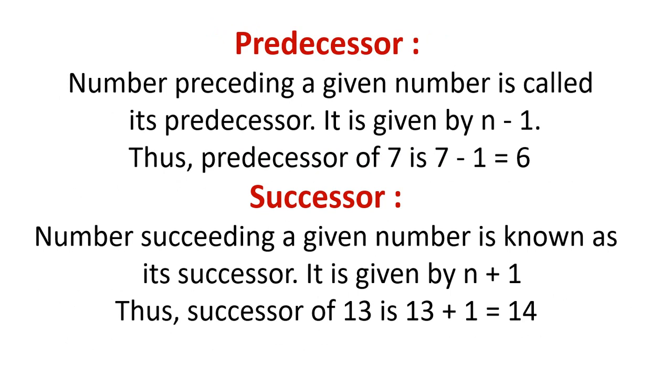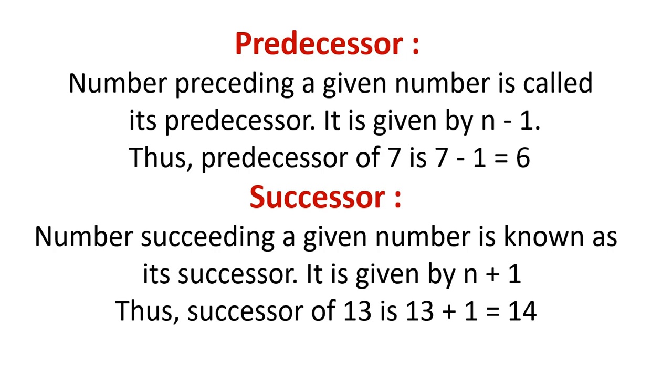Predecessor. The number preceding a given number is called its predecessor. It means the number which comes just before a given number is known as its predecessor, and it is given by n minus 1. If you want to find the predecessor of any number, just subtract 1 from it.